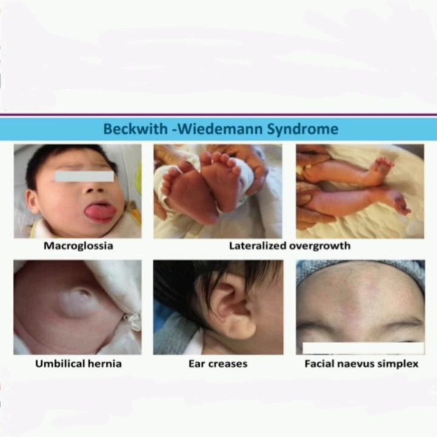Common tumors in Beckwith-Wiedemann syndrome, easy to remember: WAHN. W for Wilms tumor, A for adrenocortical carcinoma, H for hepatoblastoma, N for neuroblastoma. Again, WAHN: Wilms tumor, adrenocortical carcinoma, hepatoblastoma, and neuroblastoma. Manage them according to the problem list.